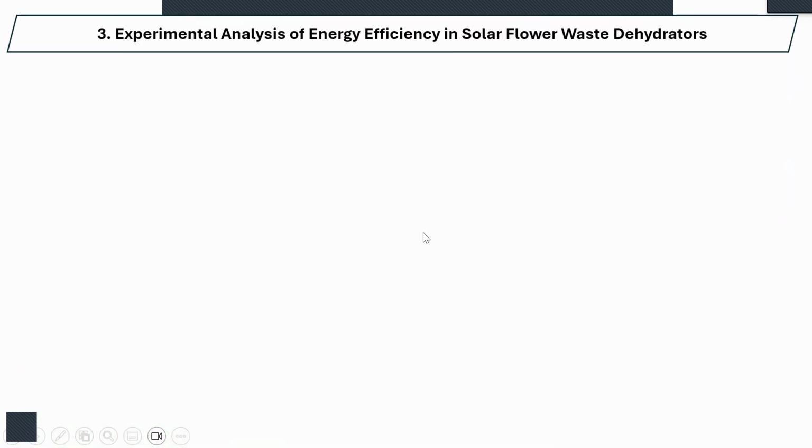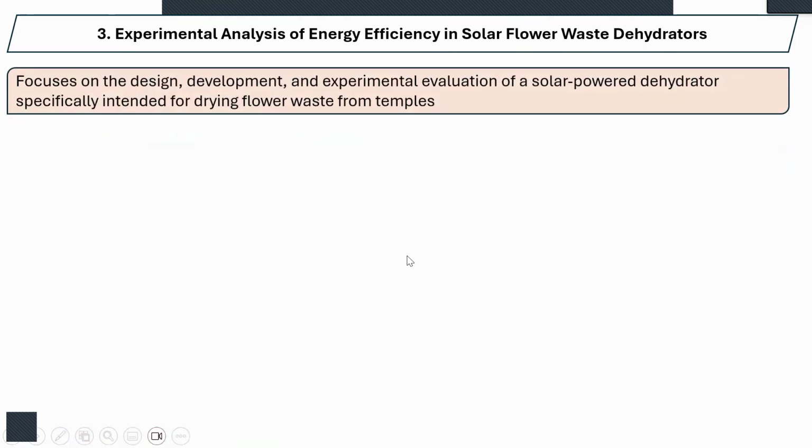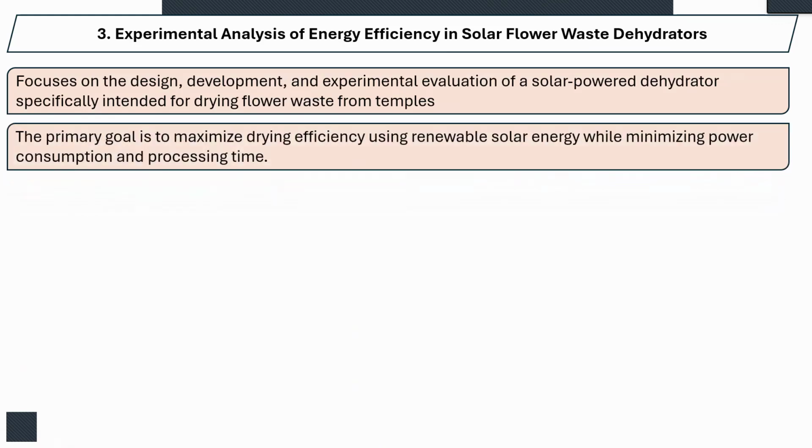The next idea is about experimental analysis of energy efficiency in solar flower waste dehydrators. So here the project focuses on design, development and experimental evaluation of a solar powered dehydrator, especially intended for drying flower waste from temples, flower shops or public events. The primary goal is to maximize drying efficiency using renewable solar energy while minimizing power consumption and processing time.